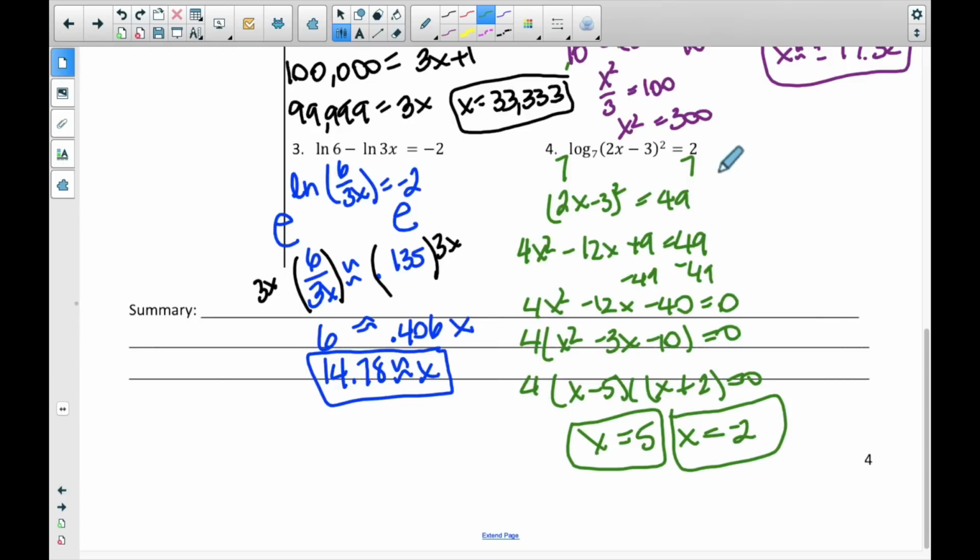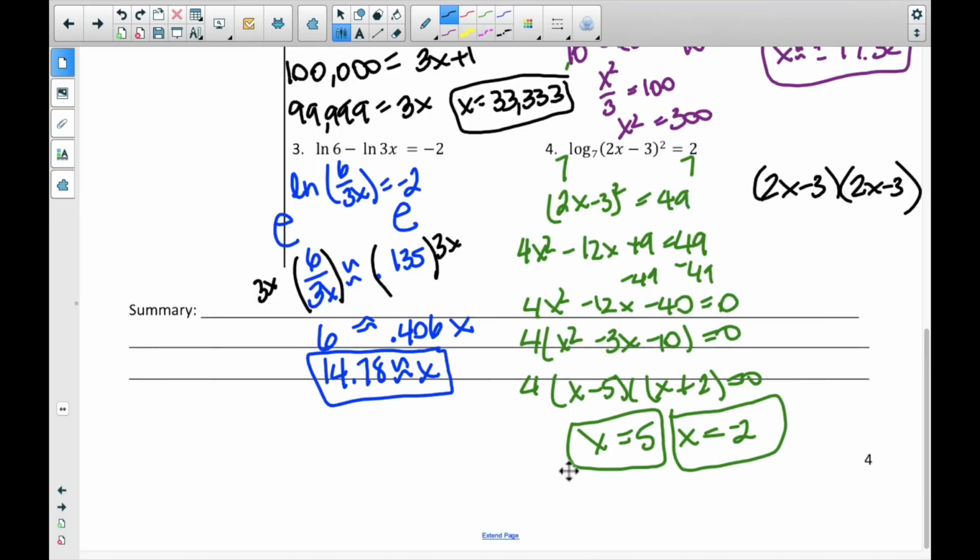Number 4, I again exponentiated, so I took 7 to this power and 7 to that power. That gave me 49 over here. On the left, I had to multiply it out. I had to take 2x minus 3 times 2x minus 3 and multiply that all the way out. So I subtracted my 49 and I have this trinomial. It's a quadratic. That means it has to be equal to 0, so I subtract my 49. With that quadratic, I then have to factor. It looks hard to factor up here, but I can factor out a 4, GCF, and then that makes my factoring much easier.